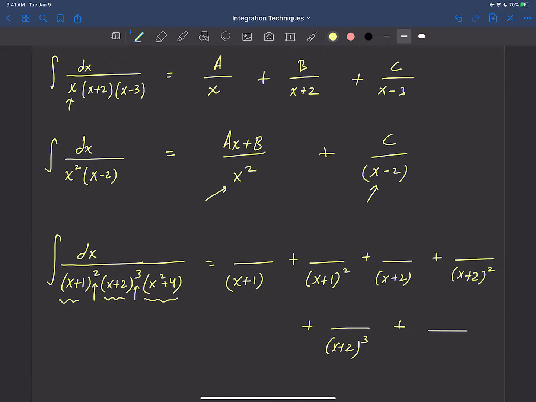Once you hit the max, you stop there. So that's the expansion for the first 5 repeating factors. The last one is x squared plus 4. So that's just a regular quadratic factor, right?